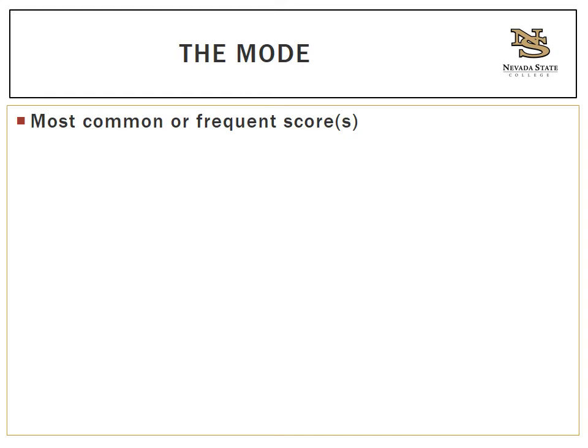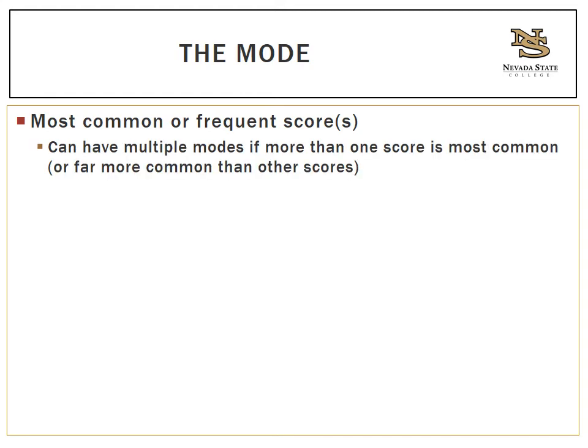So again, it's the most common or frequent score. Now keep in mind that you can have multiple modes. So if you have more than one score that's most common in your data set, or if you have a situation where you have two scores that don't occur the same exact amount of times, but they both occur quite a bit more than the rest of the scores in the distribution, then you can have two modes or three modes, however many modes there are.